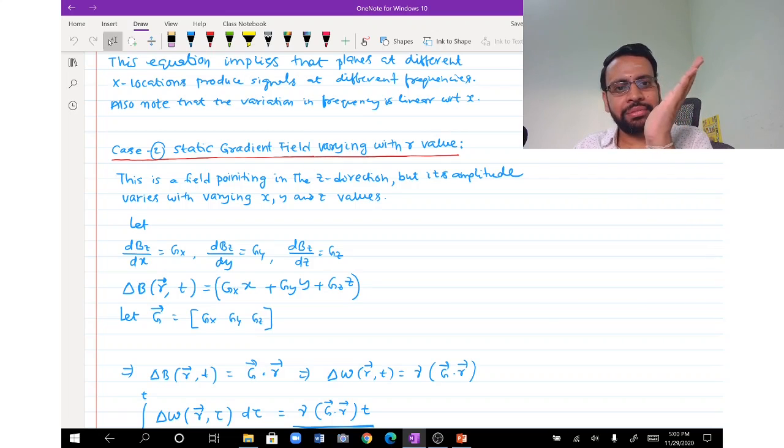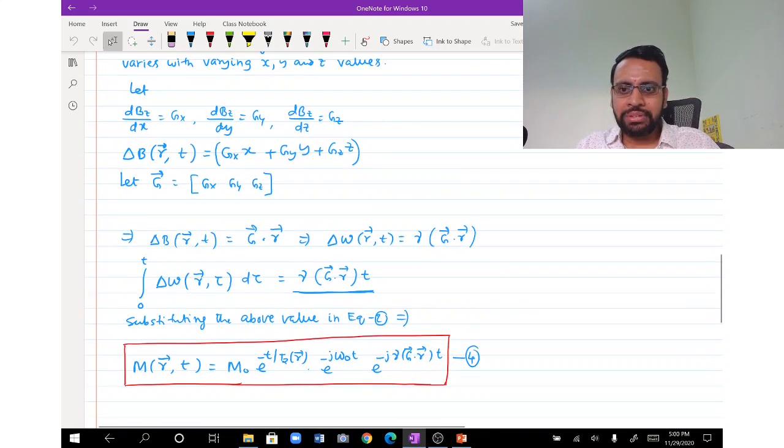Now the second special case that we are going to consider is where we vary not only x; let's have something which is still static. Static means this field is not going to vary with respect to time, but let it vary for x, y and z. In other words, now at any given point you have the additional field delta B of r bar comma t equal to gx times x plus gy times y plus gz times z.